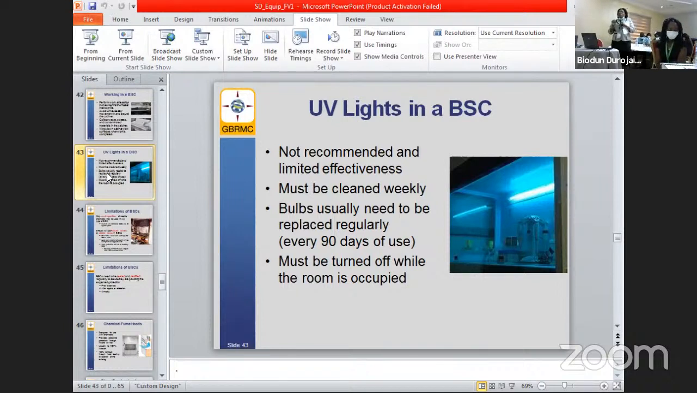Okay, we said that. Must be turned off while the room is occupied. Okay, we've already said. Let's say limited effectiveness. Why limited effectiveness?